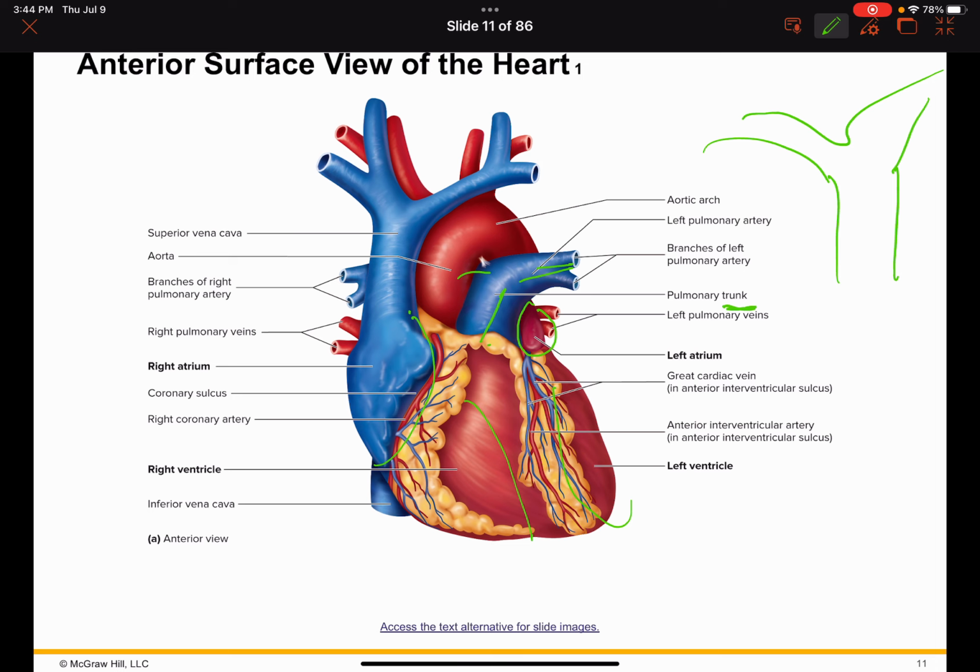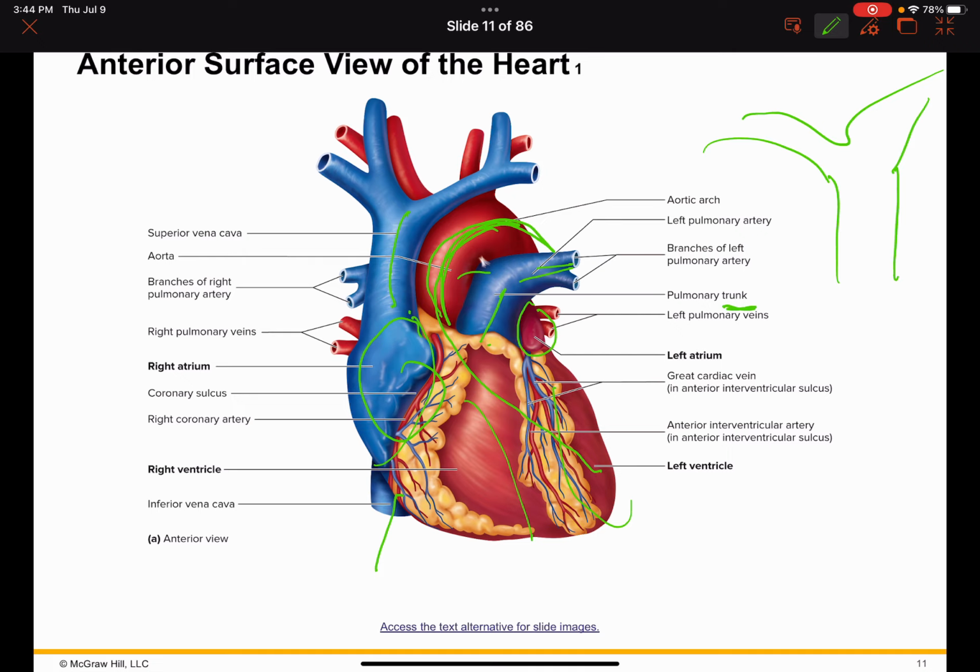So here, superior vena cava bringing the deoxygenated blood to that right atrium. Inferior vena cava bringing the deoxygenated blood to that right atrium. This is aorta, a big blood vessel taking the blood from that left ventricle for the systemic circulation.